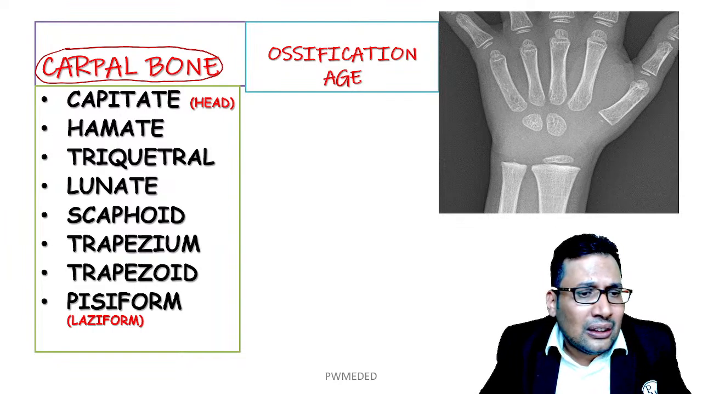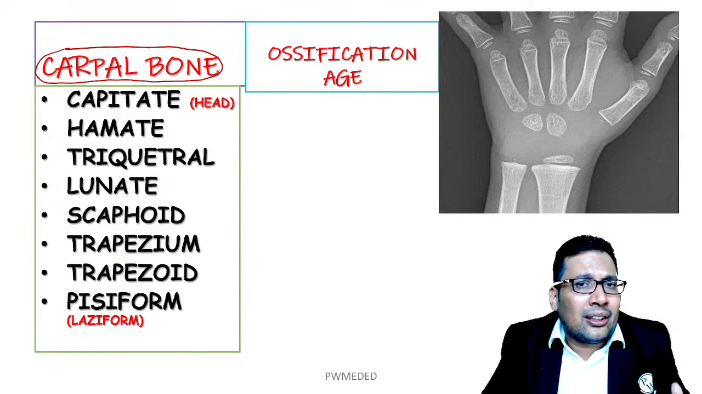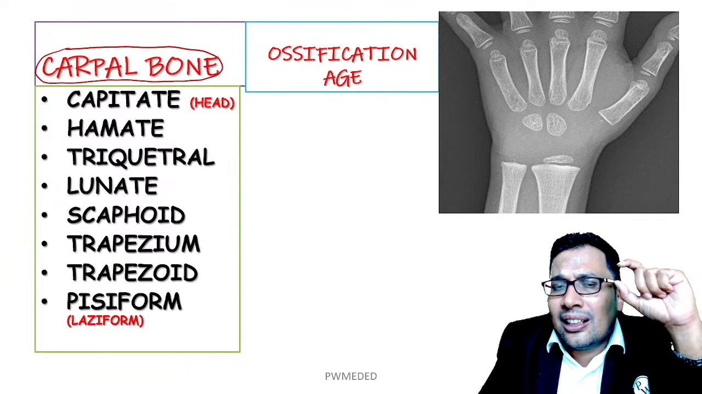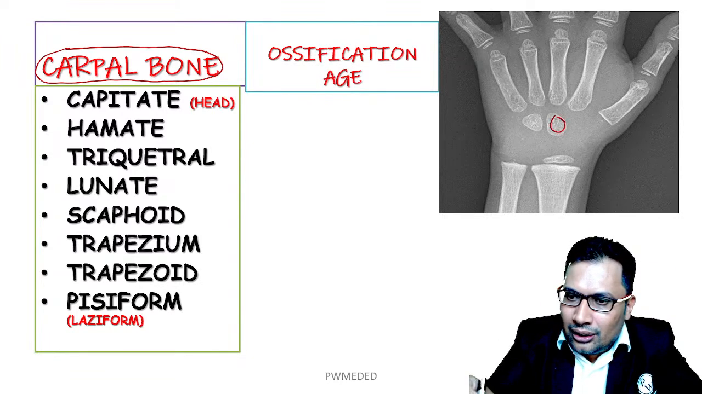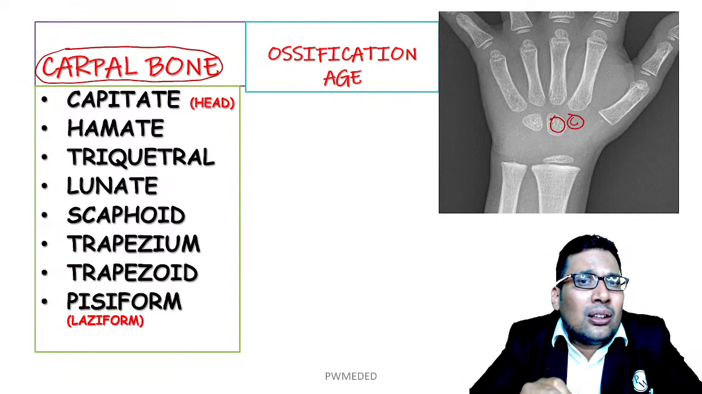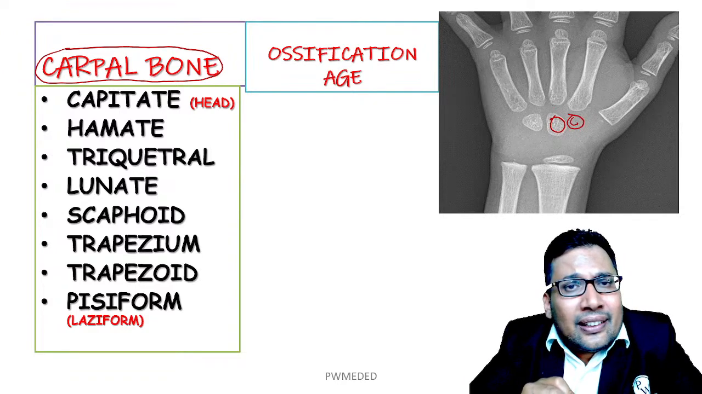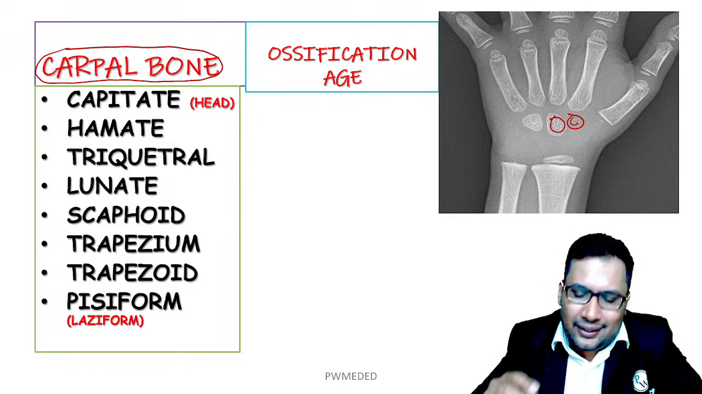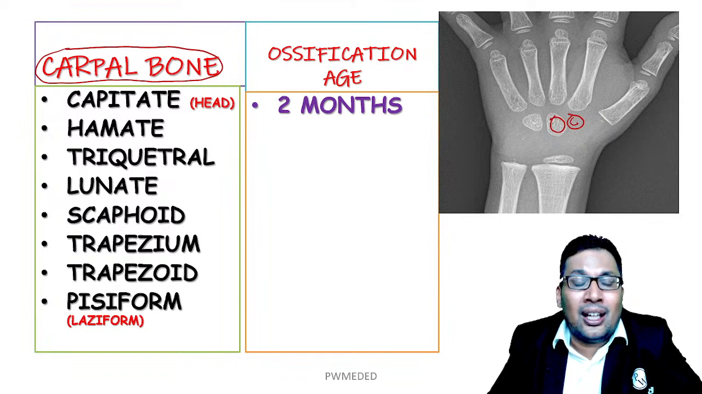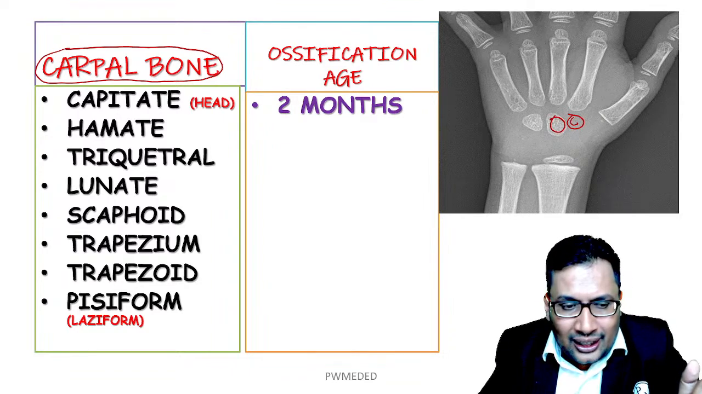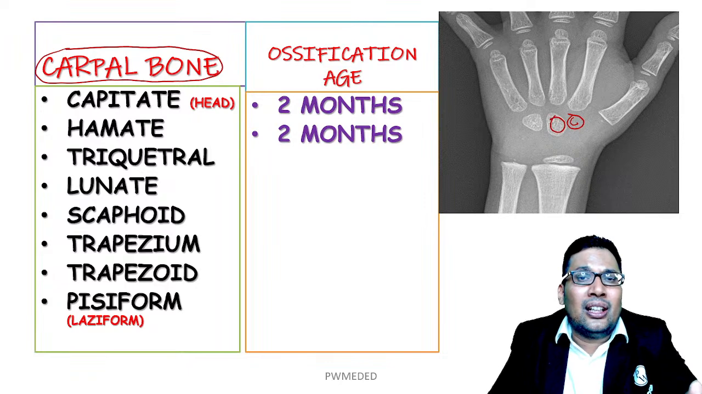Try to catch her. So now capitate. Remember, capitate is the largest carpal bone. So you can see here, this is the capitate. Largest carpal bone, which appears at the age of 2 months. 2 months is the correct answer. Capitate at 2 months. Hamate also appears at the age of 2 months.